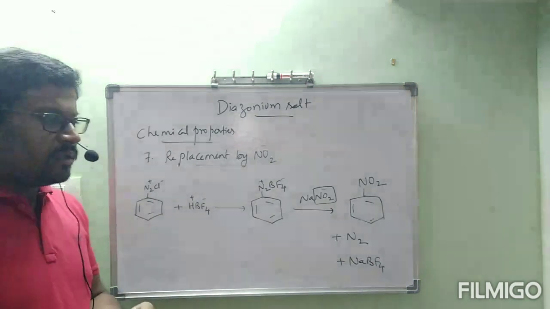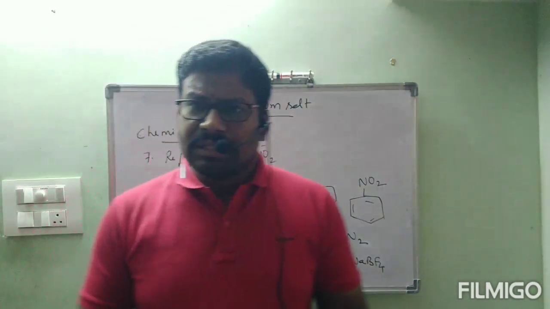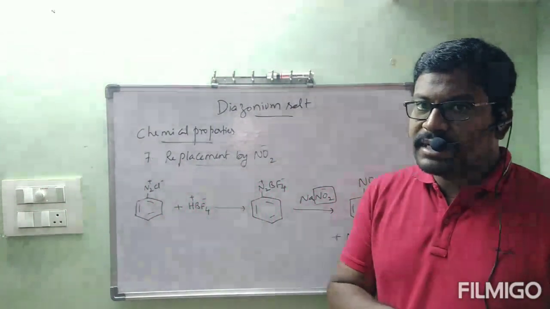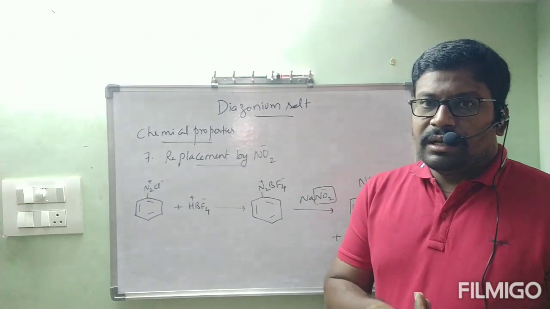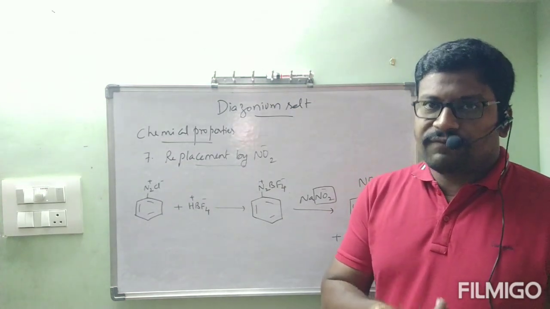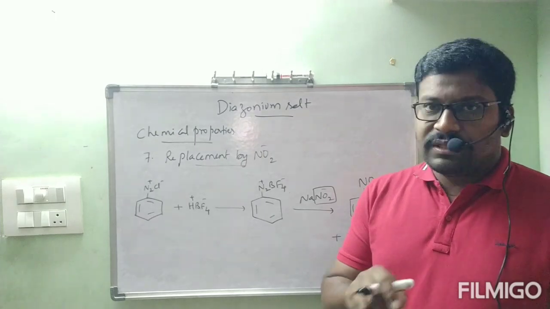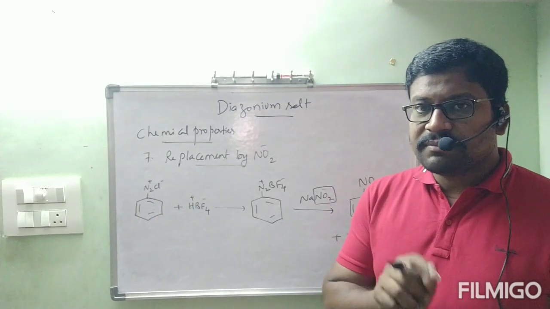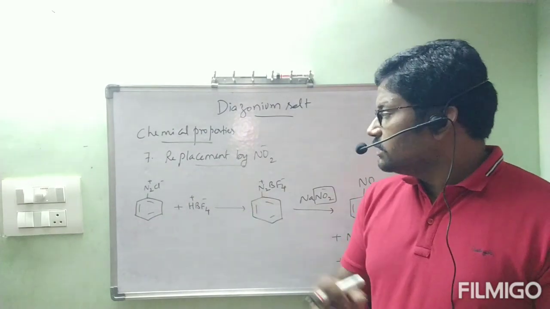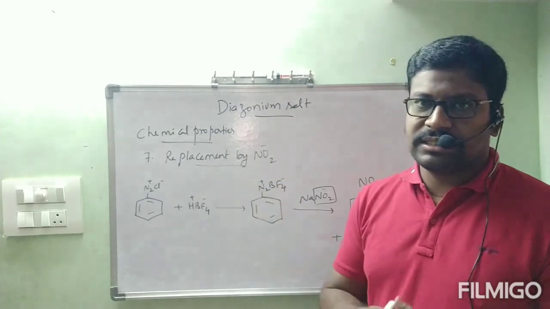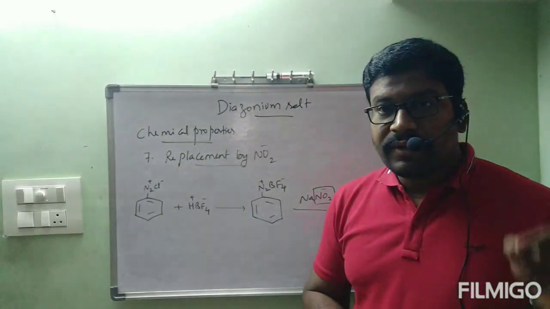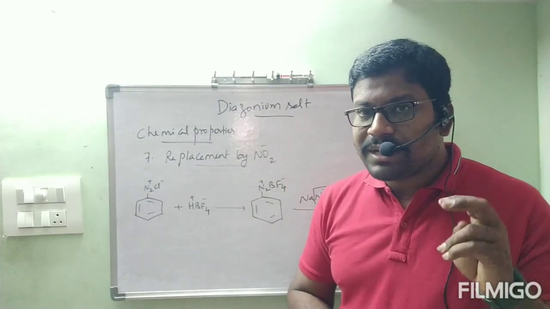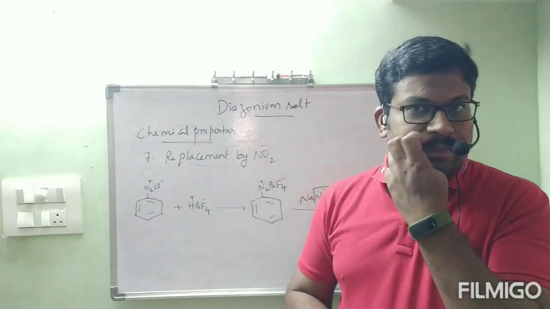So first one, Sandmeyer reaction. Second one, Gattermann reaction. Third one, replacement by iodide, I minus. Fourth one, replacement by F minus. Fifth, replacement by H. Sixth, replacement by OH. Seventh, replacement by NO2 minus. These are 7 properties which are involved with the diazonium group, meaning the complete diazonium group is removed. That is the meaning.